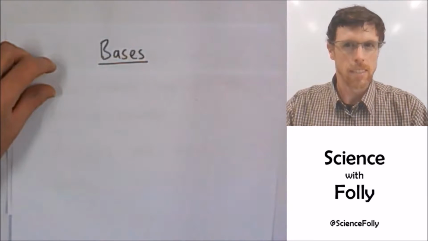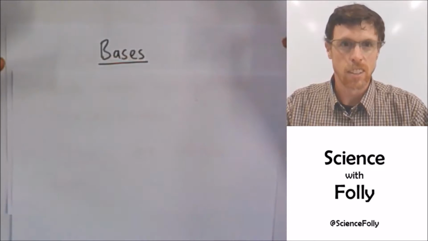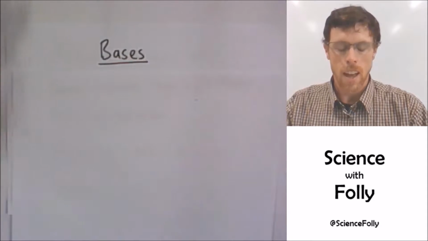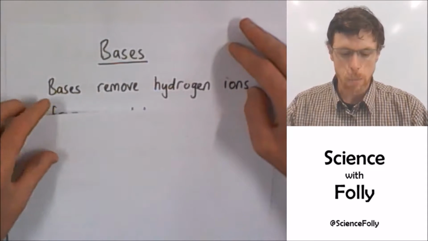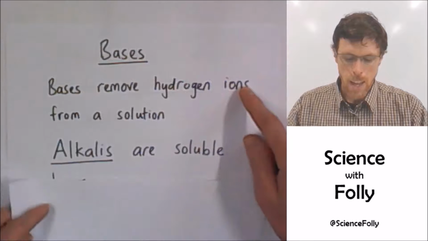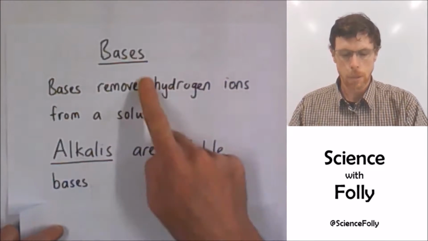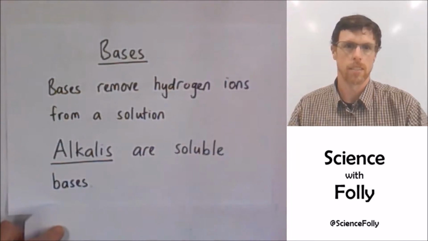The opposite of acids are bases. You've probably come across bases in dishwashing powder and things like that. Now, bases are acid opposites. They remove hydrogen ions from a solution. And alkalis are a special kind of base. They are bases, but they are soluble bases.